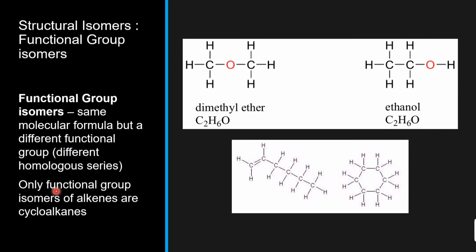And it is important to note that the only functional group isomers of alkenes are cycloalkanes. So if you can see here, we have a certain number of carbons and a certain number of hydrogens that make up our molecular formula, and the only molecule that doesn't have the same functional group that has this same molecular formula are cycloalkanes. So this will have the same number of carbons and the same number of hydrogens as this alkene, even though it doesn't have the double carbon bond, meaning it has a different functional group.